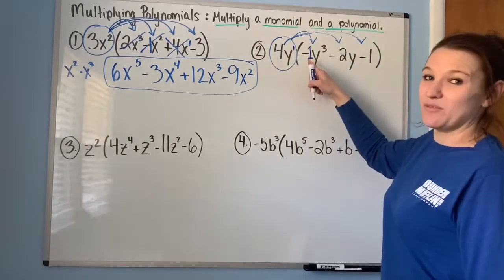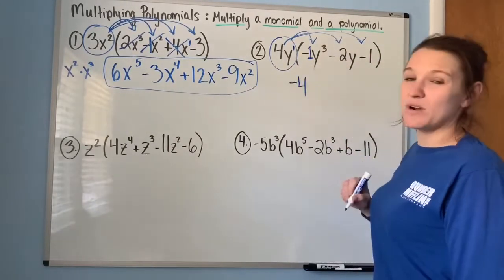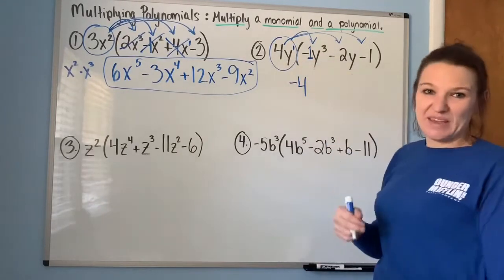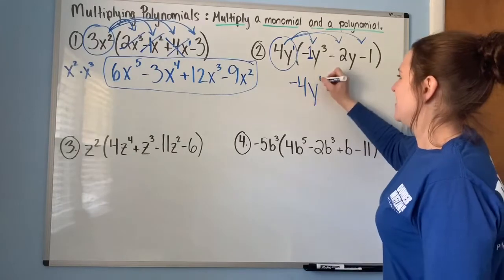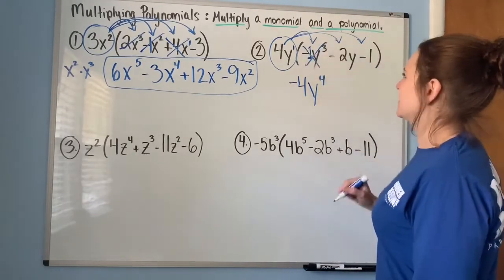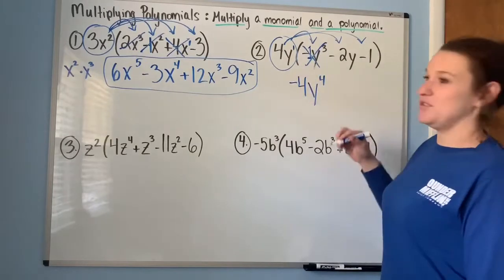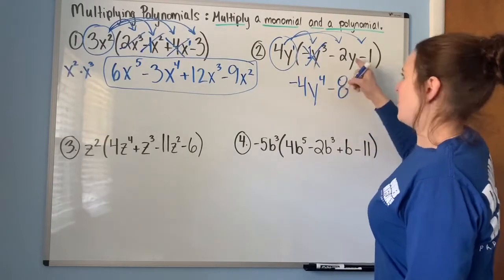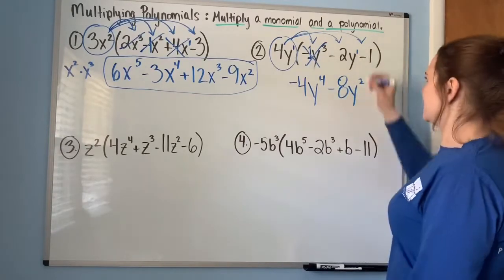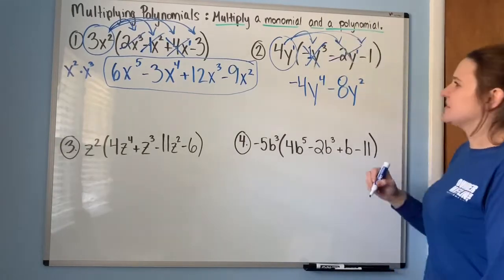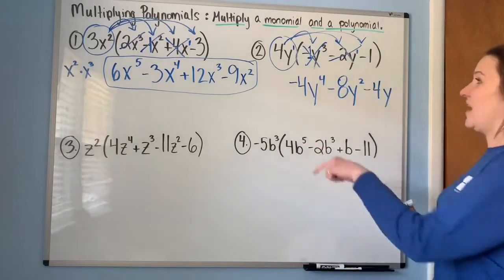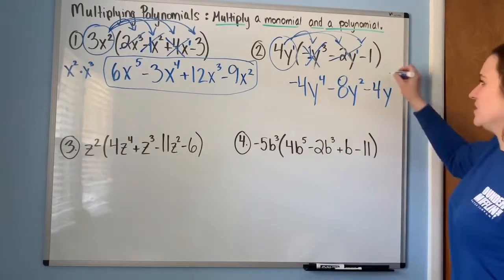4 times negative 1 gives me a negative 4. Y times y to the third. When you have the same base and you multiply across, you add your exponents. This gives us y to the fourth. That guy's gone. All right, 4 times negative 2 is negative 8. Y times y squared. There's your exponent 1 right there. All done. Lastly, 4y times negative 1 is negative 4y. We don't have any like terms, so this is simplified.